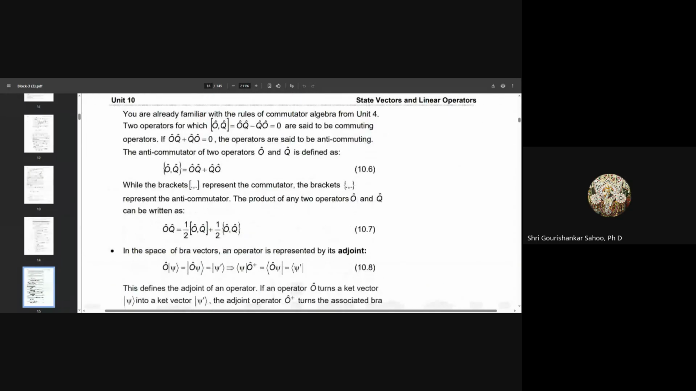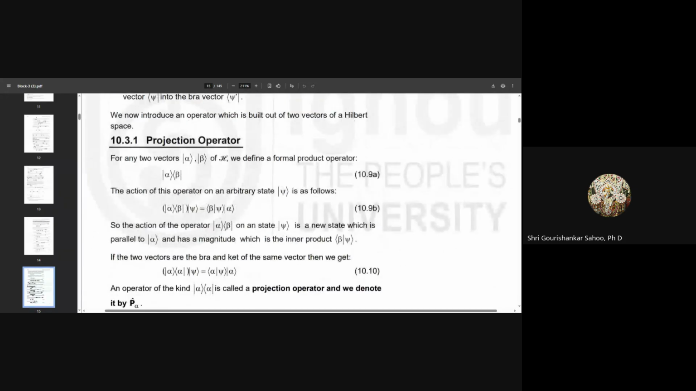You can also have your unit vector or identity operator. You have also the inverse operator, commutator algebra, and projection operator. You can denote the projection operator as P cap alpha. Okay, so this is all about operator mechanism.